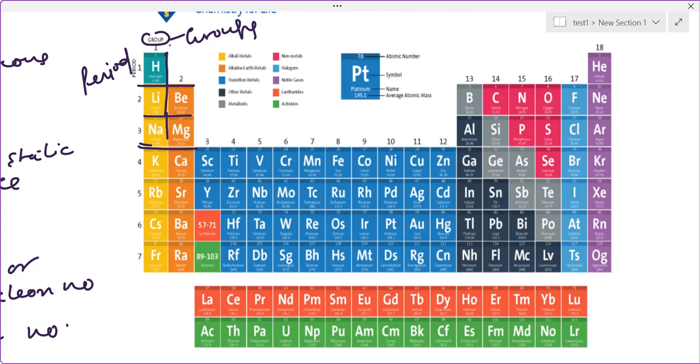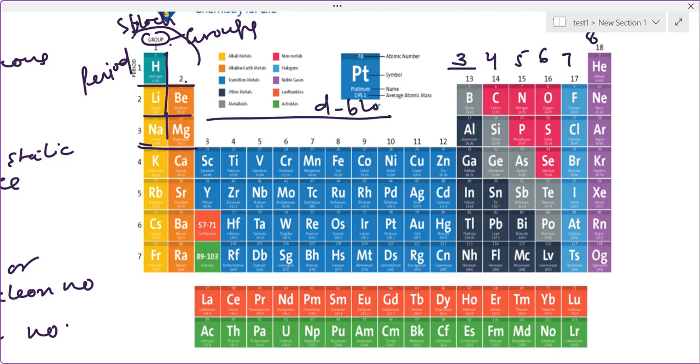So we can see group 1, group 2, group 3, 4, 5, 6, 7, 8, and these are 13, 14, 15, 16, 17, and 18. We can also call them group 3, group 4, group 5, group 6, group 7, and group 8, right? So group 1 and group 2 are called S block, and this one is D block, and these are called P block. Okay.